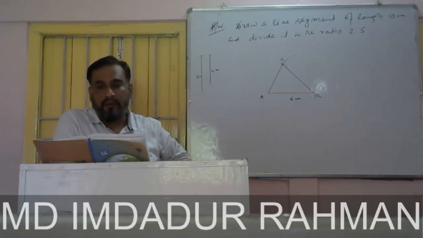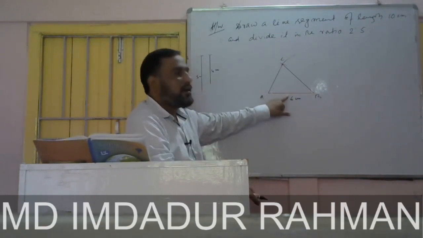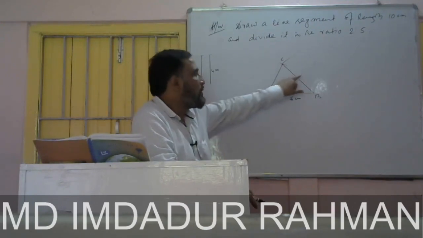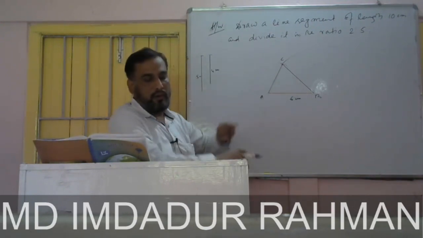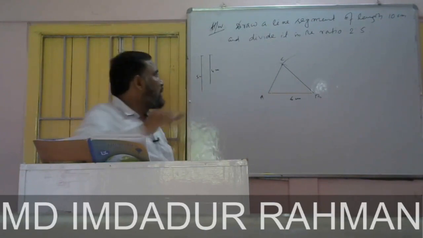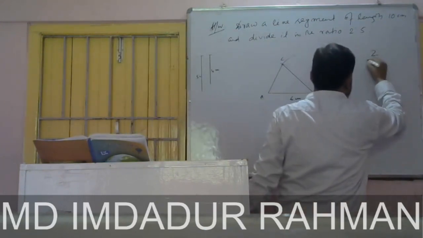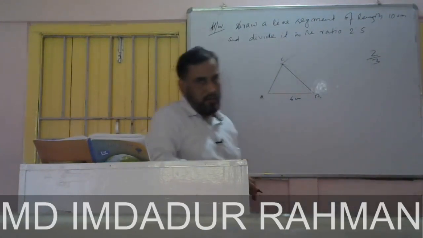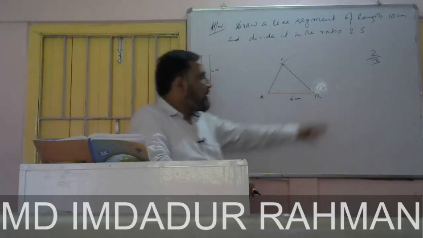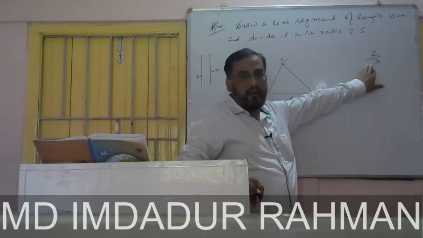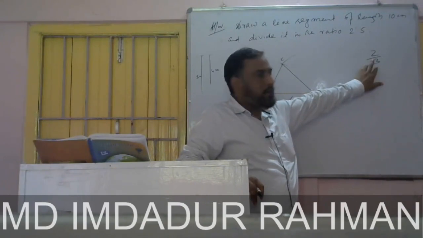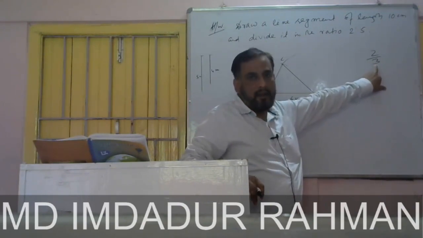Now we have to draw another triangle whose sides will be 2/3 of the corresponding sides. That is, here 6 centimeter, I will make 2/3. It will also be 2/3. You see, 2/3. Whatever the denominator is, you have to follow this. What is the denominator? 3.